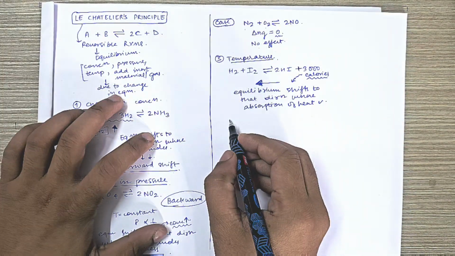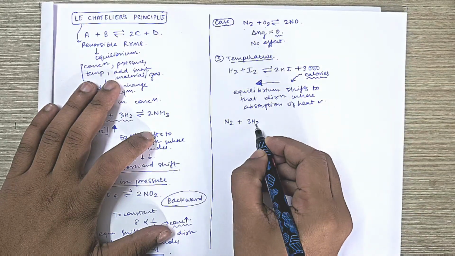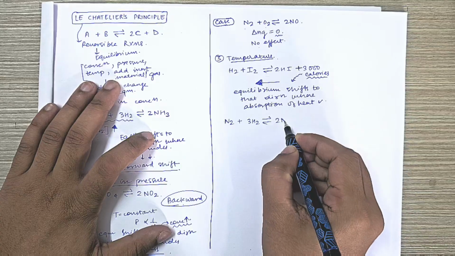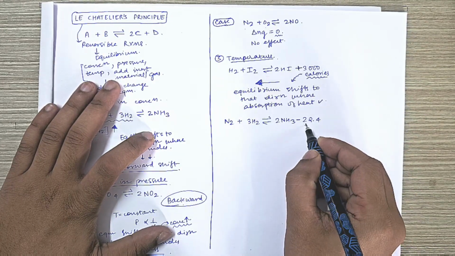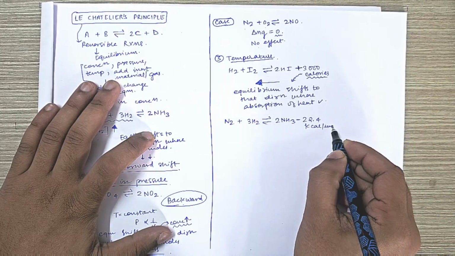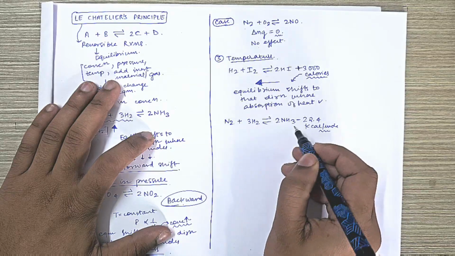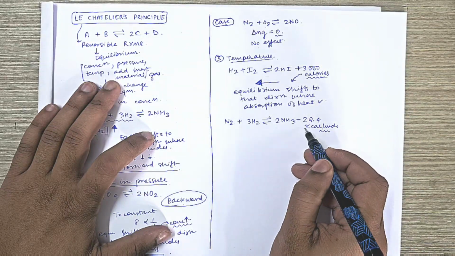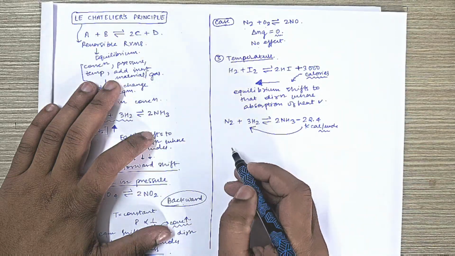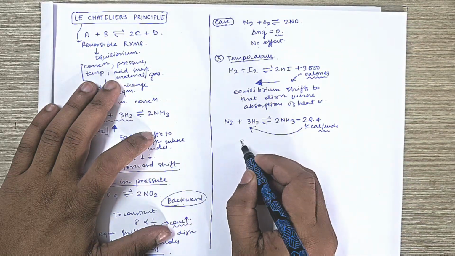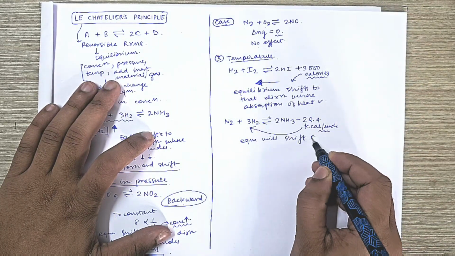For your ease of understanding, I'm taking another example, that is N2 plus 3H2. And this heat is basically removed from it. So the absorption of heat is done on the left hand side. So the equilibrium will shift forward.